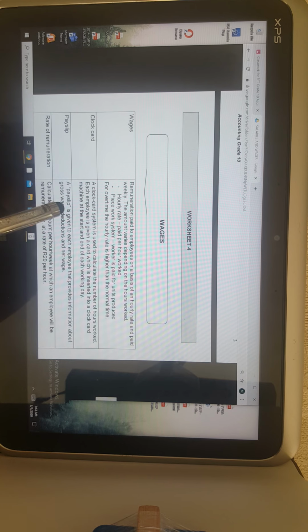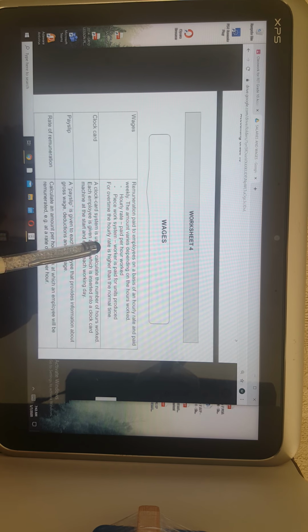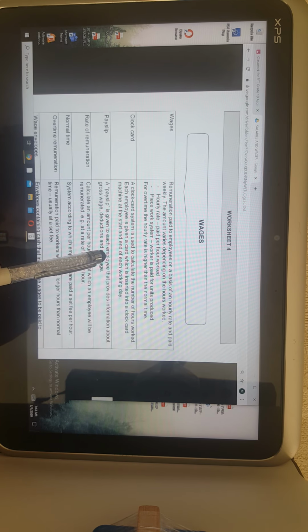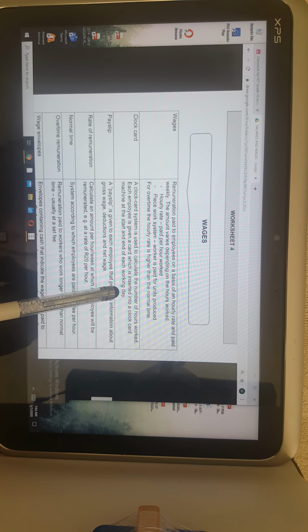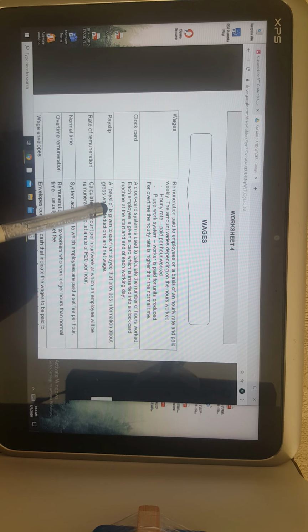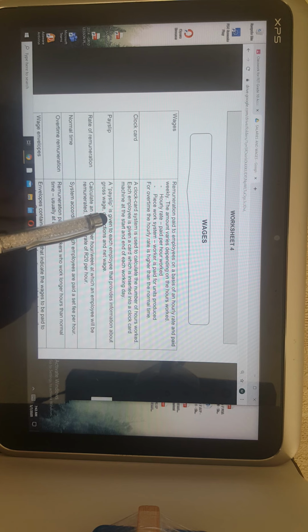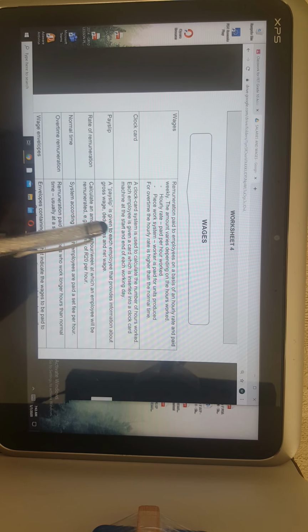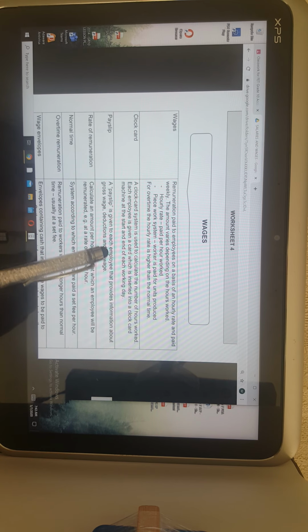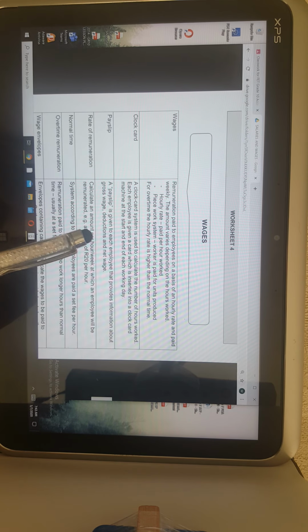Then we need to know what is a clock card, right? So a clock card system is used to calculate the number of hours worked. Each employee is given a card which is inserted into a clock card machine at the start and the end of each working day. So the people who are working for you, they're called employees. They have a card, and then you have a machine at the entrance of your business. They slot it into there, and then it records in the machine the time that they came in, and when they're leaving, they record the time that they went out. So your machine calculates how many hours they've worked.